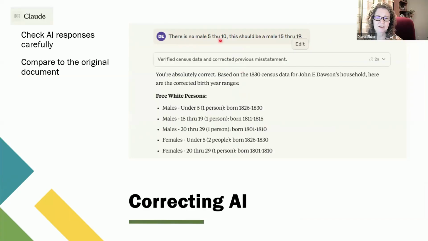So I did tell it to change. I said this should be a male, and it corrected it. One thing that I always do is correct AI. You can correct it yourself in your research log if you want to, but I like to just type in what it should be and let it give it to me correct.